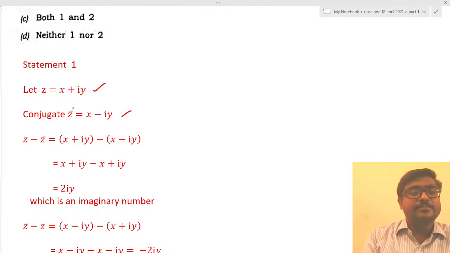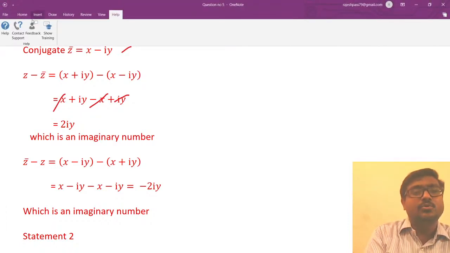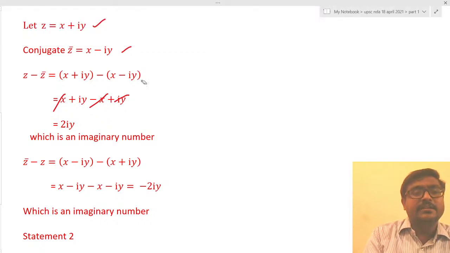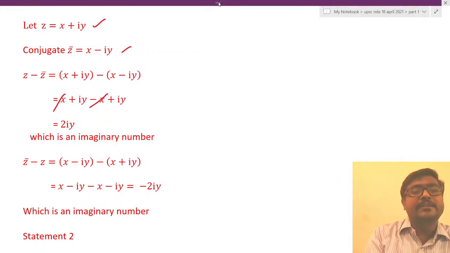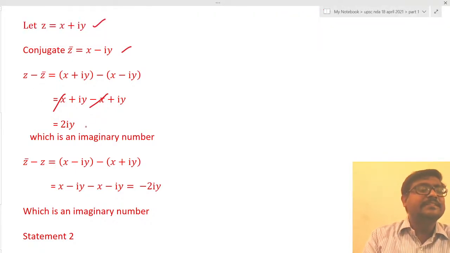We will check it. Difference means we have to subtract one from the other. First I take z minus z bar: x plus iy minus of x minus iy. When the minus goes inside, it becomes minus x plus iy. Minus x plus x cancel. So iy and iy, we get 2iy. So z minus z bar is 2iy. This is right, 2iy is an imaginary number, right? The statement also says like that, so it satisfies.